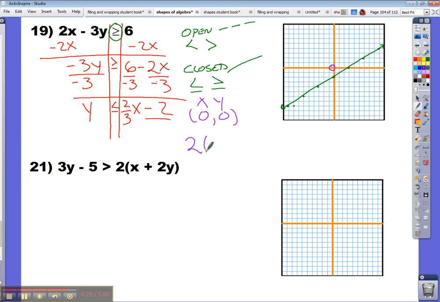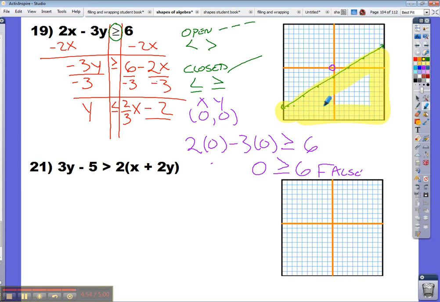So I have 2 times 0 minus 3 times 0 is greater than or equal to 6. Well, 0 times 2 is 0, 0 times 3 is 0. So is 0 greater than or equal to 6? That is a false statement. So 0, 0 is not in the solution set. So I must shade everything that is not in the region where 0, 0 occurs. And that is how you graph a linear inequality.